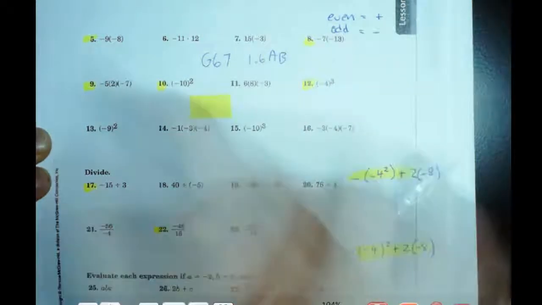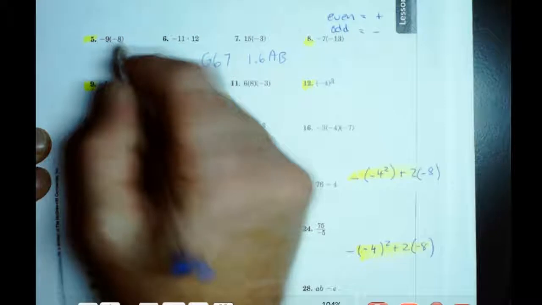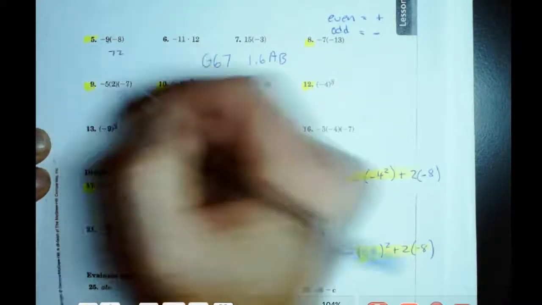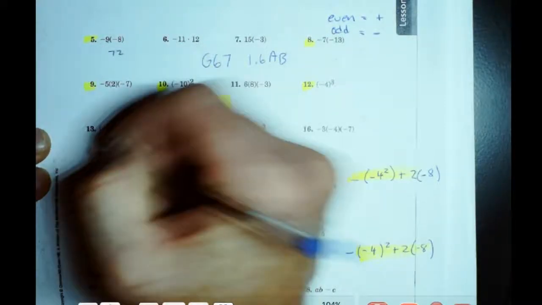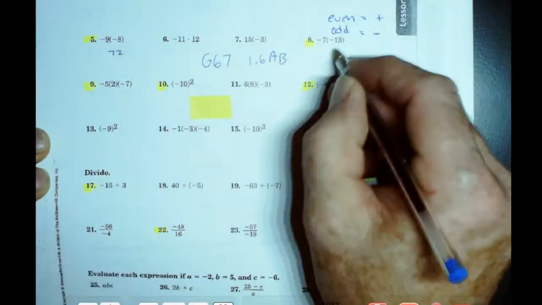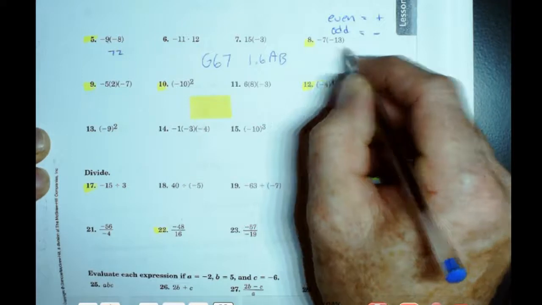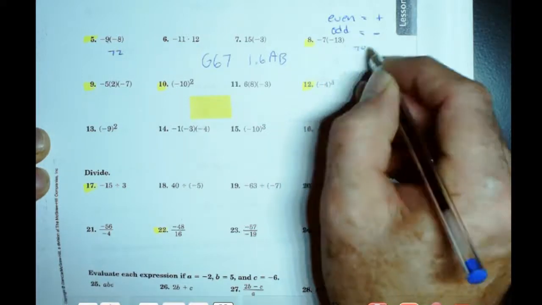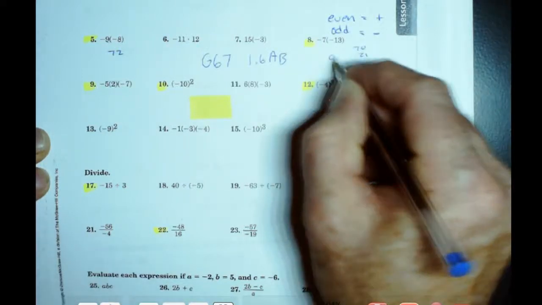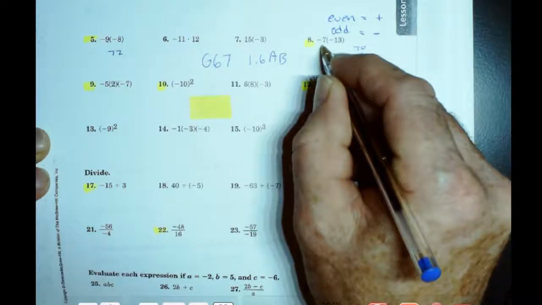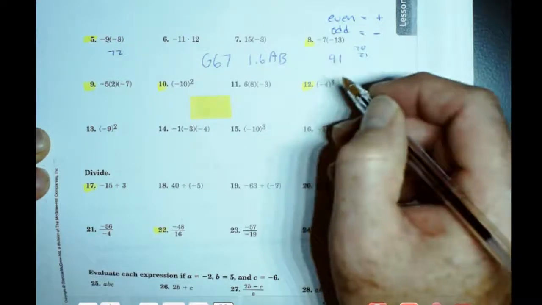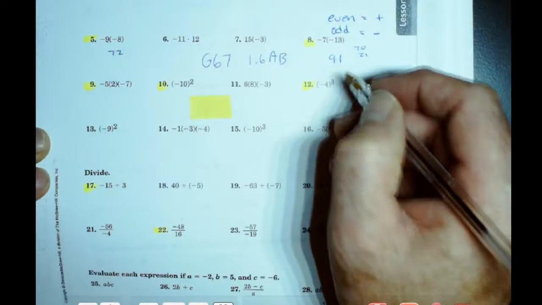All right, so I just do the fact: 9 times 8 is 72. I've got an even number of negative signs, so that's going to be a positive answer. Here's 7 times 13, so 7 times 10 would be 70, 7 times 3 is 21, so I have 91 as my answer, and I've got 2 negative signs, so that's going to be a positive answer.